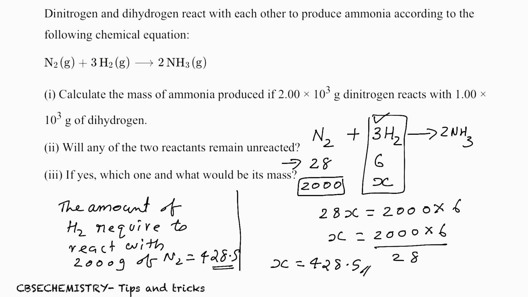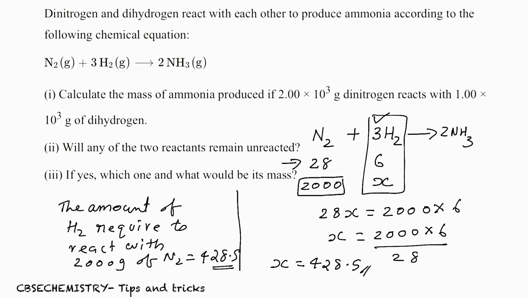What is the second question? Will any of the two reactants remain unreacted? Of course, hydrogen is there. When we did the first question, we already identified the limiting reagent, which was nitrogen. The meaning of that is nitrogen reacted completely during the reaction, and some amount of hydrogen still remains unreacted. That is why it is the excess reagent. So will any of the two reactants remain unreacted? Of course, yes, hydrogen. And what would be its mass?